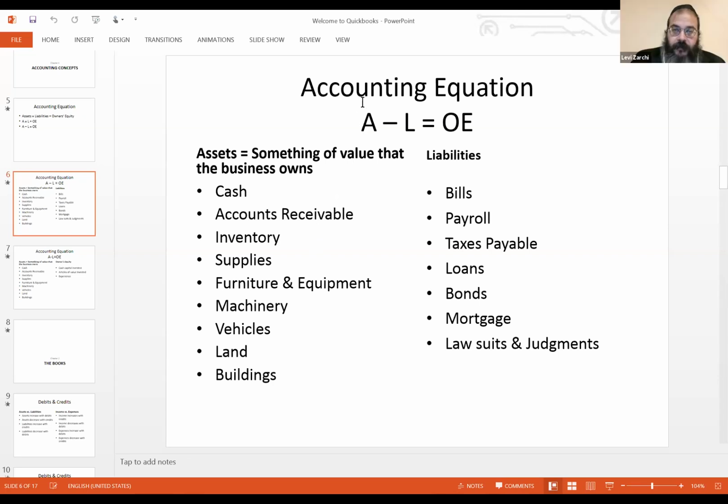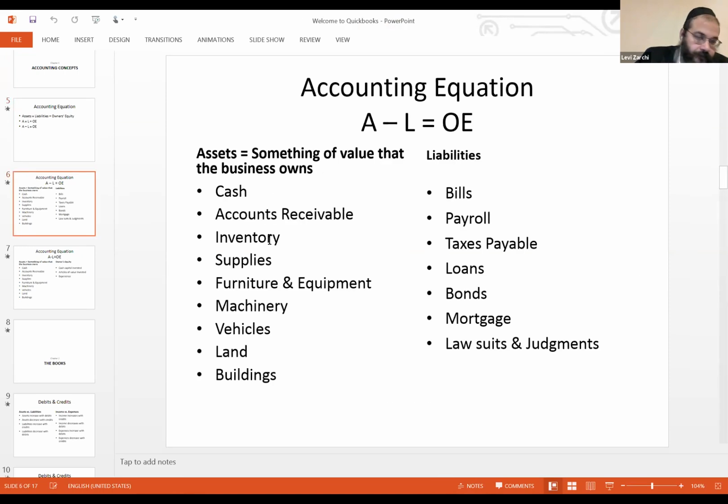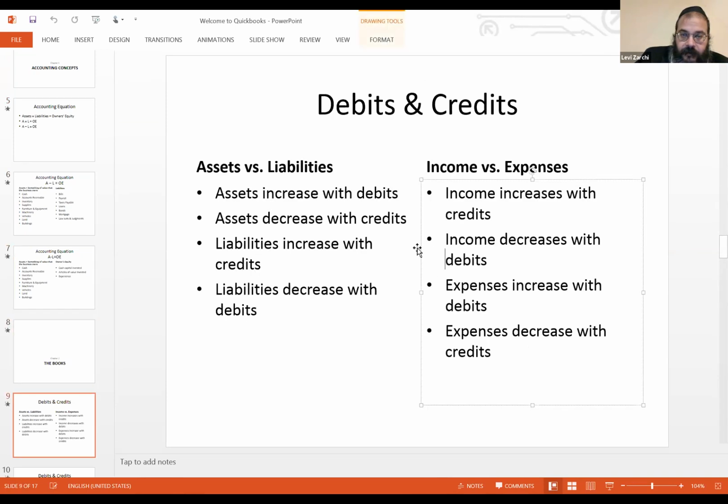So we also had here assets minus liabilities equals owner's equity. So you have the cash, you have accounts receivables, and once you pay off your bills and take your payroll and you pay off your loans and your mortgage, then after that, your net value is your owner's equity. So this is also, we had this written down, assets equals liabilities plus owner's equity, or assets minus liabilities is the owner's equity. This is going back to first class, okay?